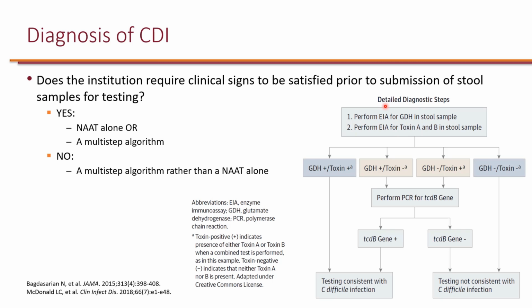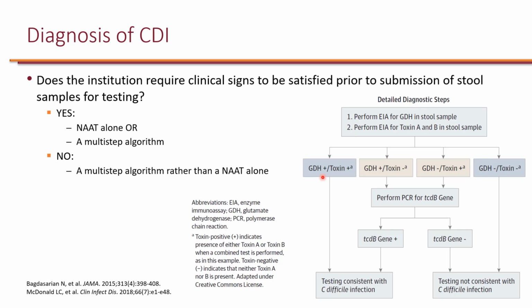And here's what the multi-step algorithm looks like. So basically, once the stool sample comes into the lab, we will perform enzyme immunoassay for the GDH. So that will tell you if the C. diff organism is there or not. And then they will perform an enzyme immunoassay for the toxin A and B. And this will basically tell you if the strain is toxigenic or non-toxigenic.